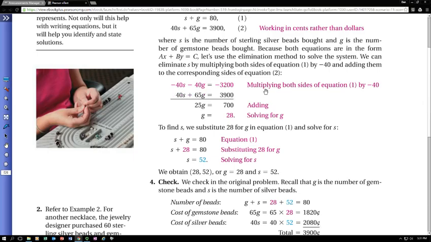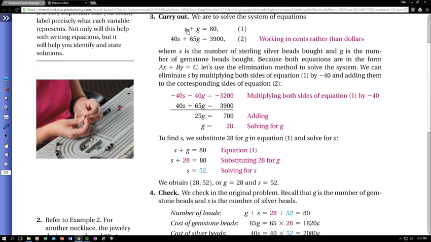So they do that. We end up with this equivalent equation. Again, equivalent means that all the solutions to s plus g equals 80 will be the same as negative 40s plus a negative 40g equals negative 3200. That's negative 40 times both sides. Remember, you got to distribute that multiplication.